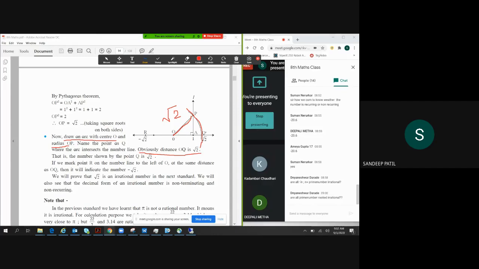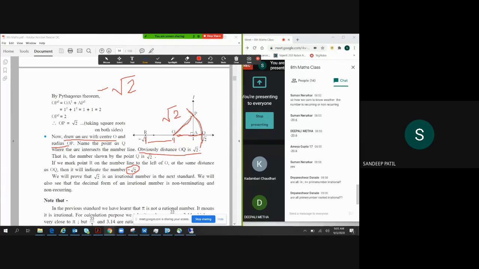Similarly, this is O and Q. The distance between O and Q is root 2. If we mark a similar distance on the negative side, then it is called negative of root 2. It is very important to understand that this is root 2, and this represents negative of root 2.